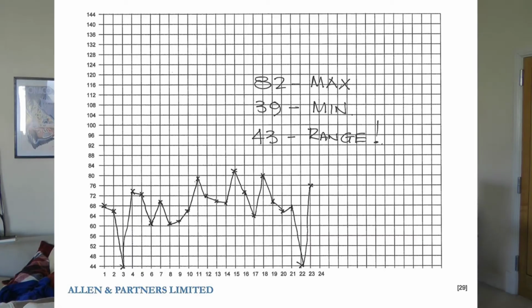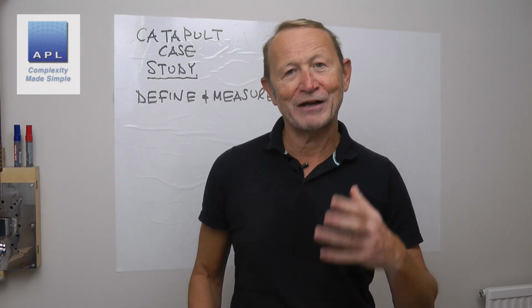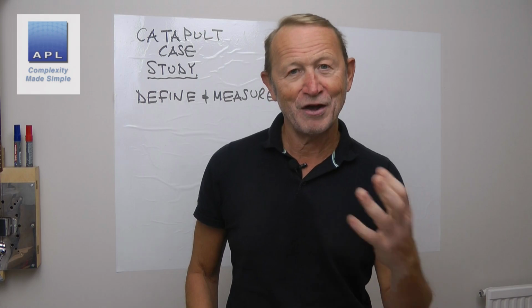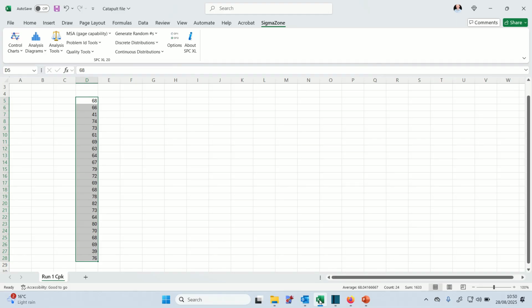Now in order to define the problem with a little bit of numbers, we're going to go to something a little bit more technical. I'm going to go to Excel. We'll put the data into Excel and we'll get some analysis using the histogram and the CPK analysis as well. So let's take a look at that now. Okay, so there's my 24 data points. I've got them into Excel, and I've also got my Sigma Zone software running, so I can use some statistical tools here. Sigma Zone, very simple add-in into Excel, great piece of software.